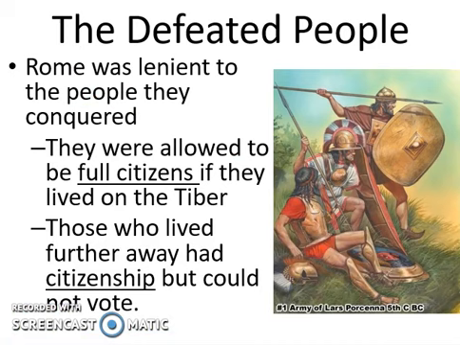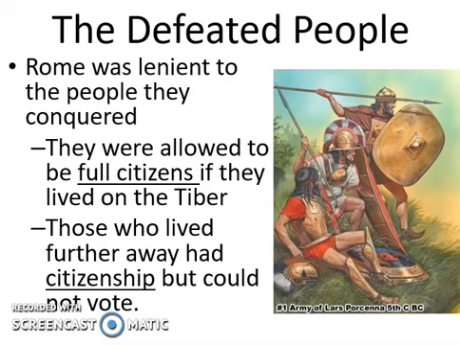Rome was lenient to the people they conquered, meaning they were kind to them in a sense. They allowed them to keep some things. They weren't very strict with them. So they were allowed to be full citizens if they lived on the Tiber River. Those who lived further away had citizenship but could not vote.